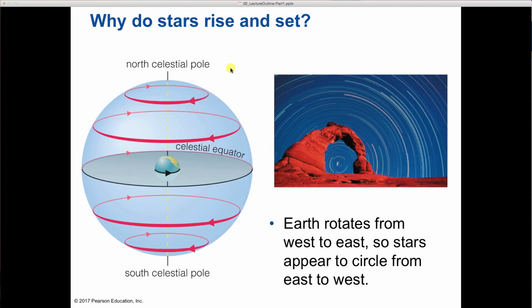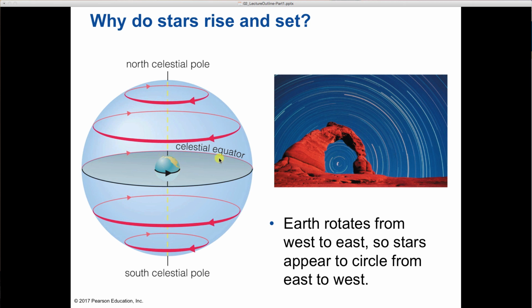So, rising and setting. If you watched the video on the Introduction to Stellarium, the planetarium software, I talked a little bit about this. But why do stars rise and set? Well, everything moves because the Earth is rotating. Things are moving anyway, but the main motion that we see from night to night is because of the Earth's rotation.